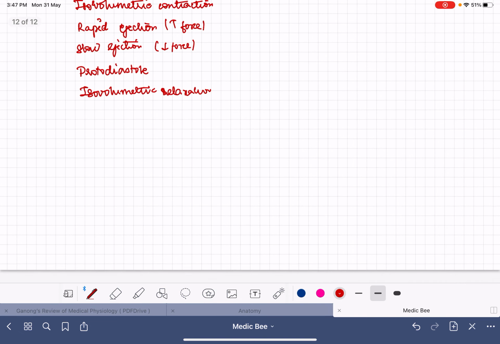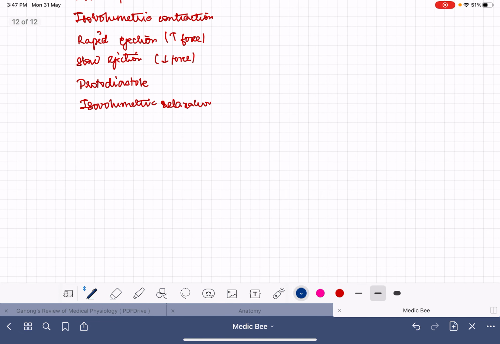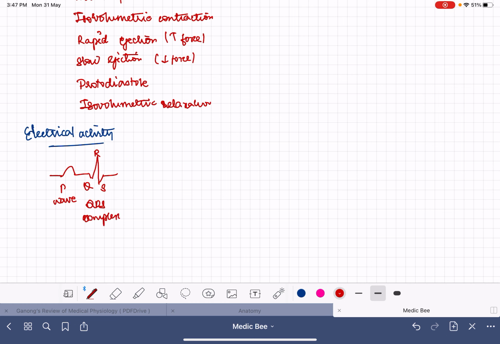Before that, there are also electrical changes. We just saw the pressure changes. After that, electrical activity. When the atria try to contract, this will cause the P wave in the ECG. After that, when the ventricles are trying to contract, there will be the QRS complex. Q wave, R wave and S wave together are called the QRS complex. And after that, the T wave will be seen.